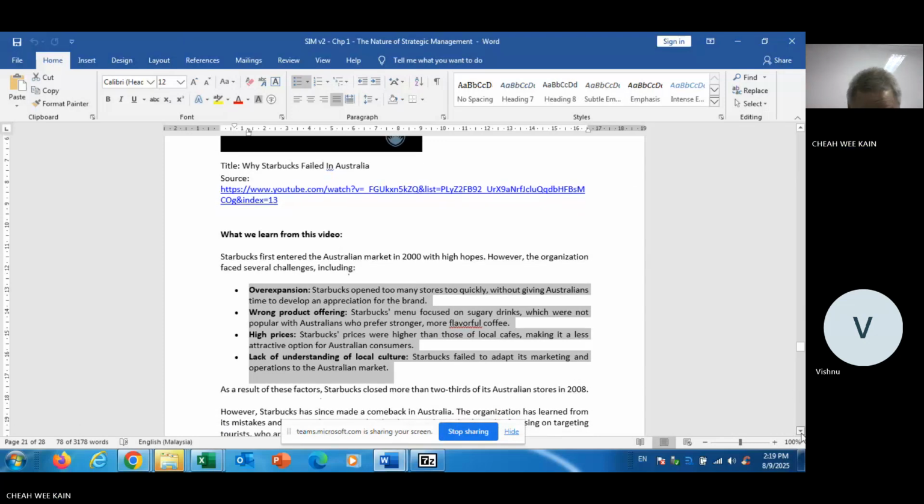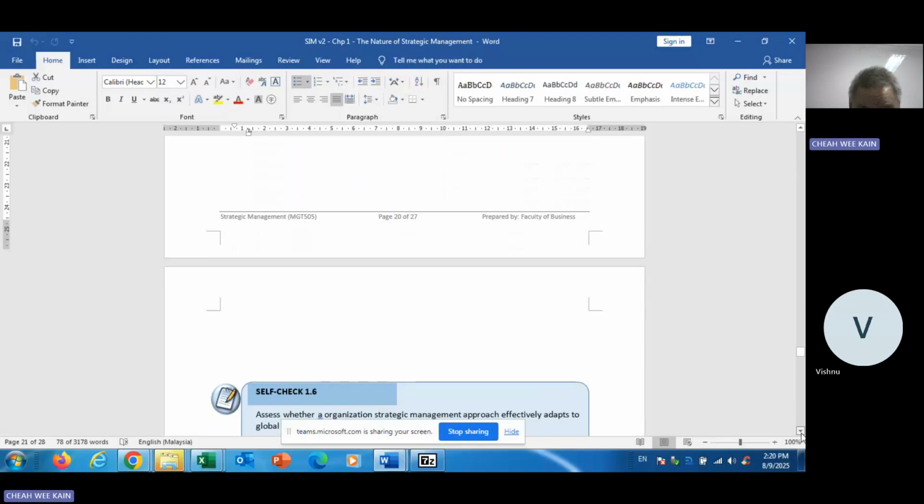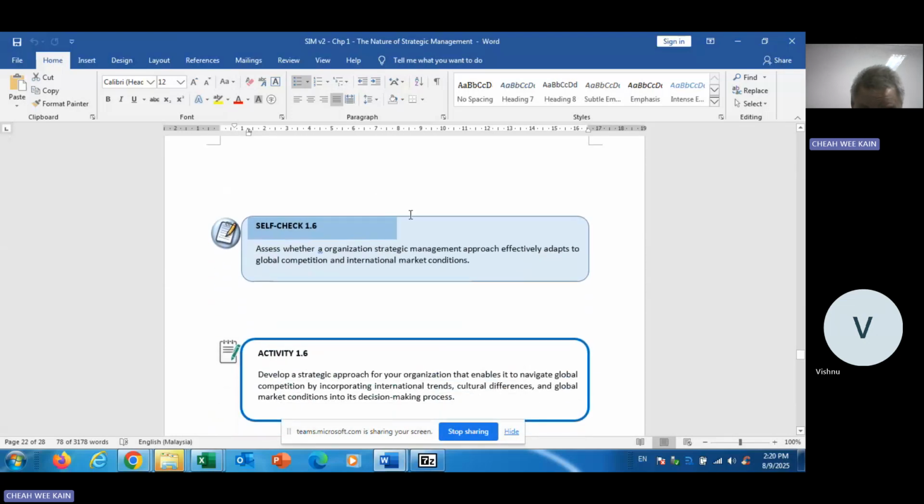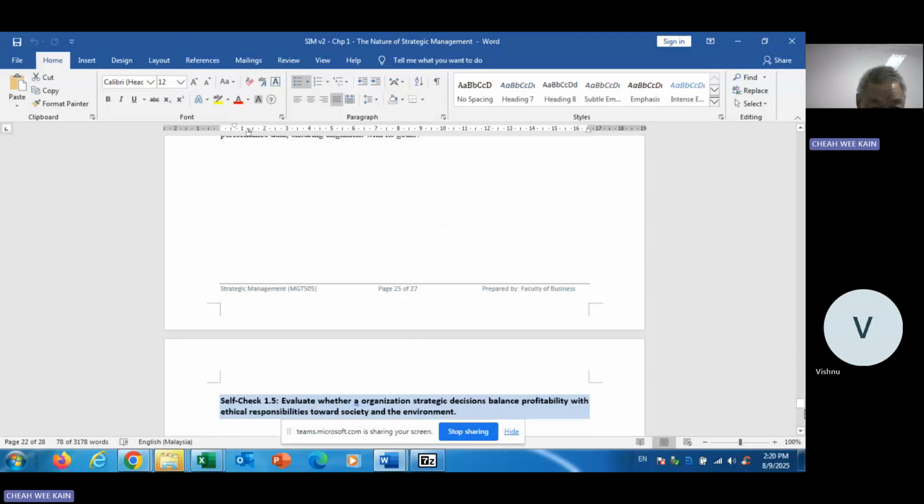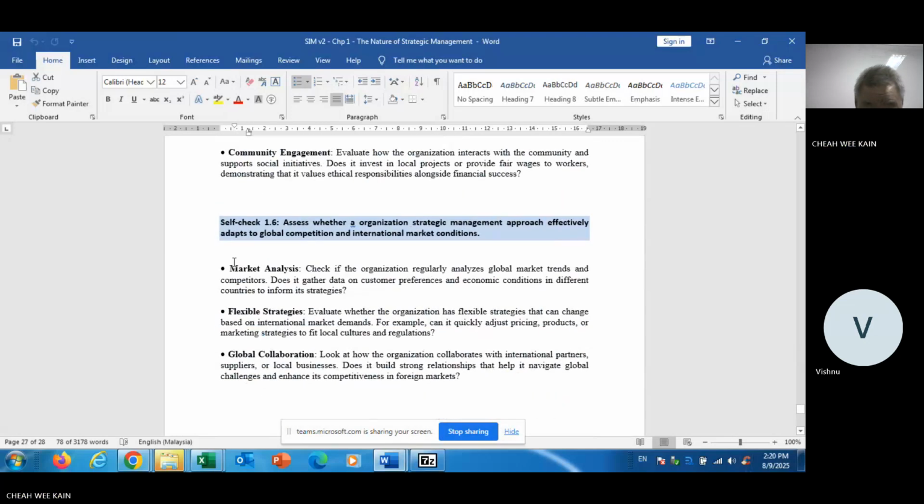Let's come. They make a comeback already. So assess whether organizational strategic management effectively adapts to global. How do you know whether the strategy is good globally? How do you know? Market analysis. Does the company check the market analysis? Do they check the market? How do you know? Annual report. The CEO or the chairman of the board mentioned something.